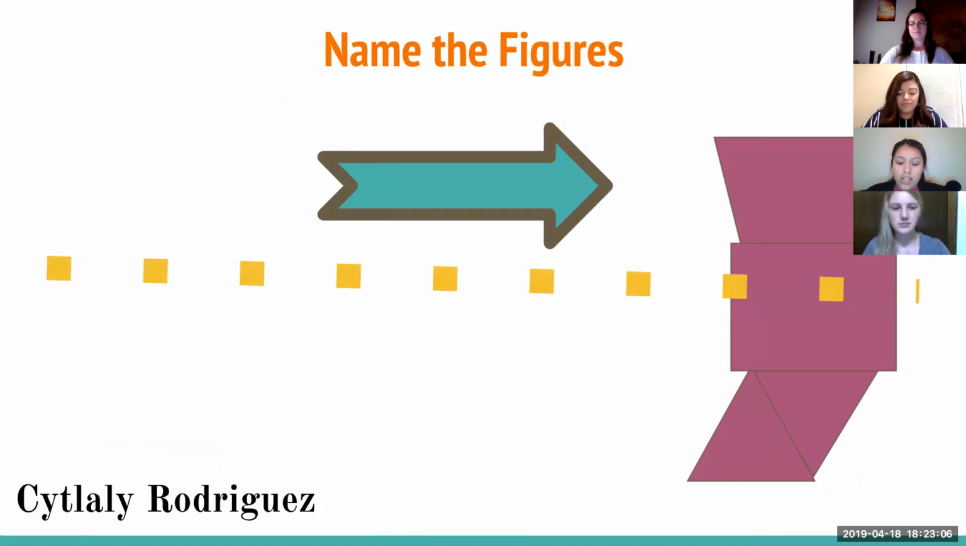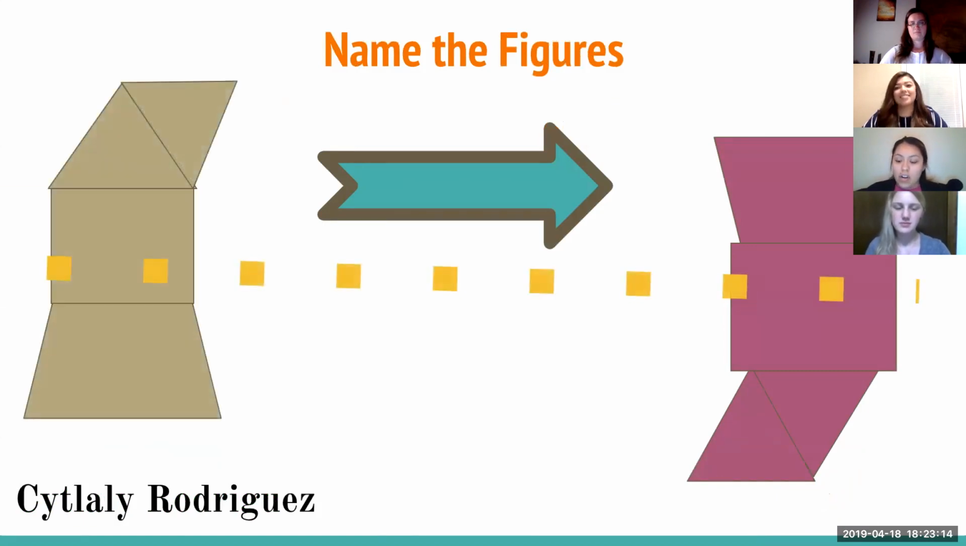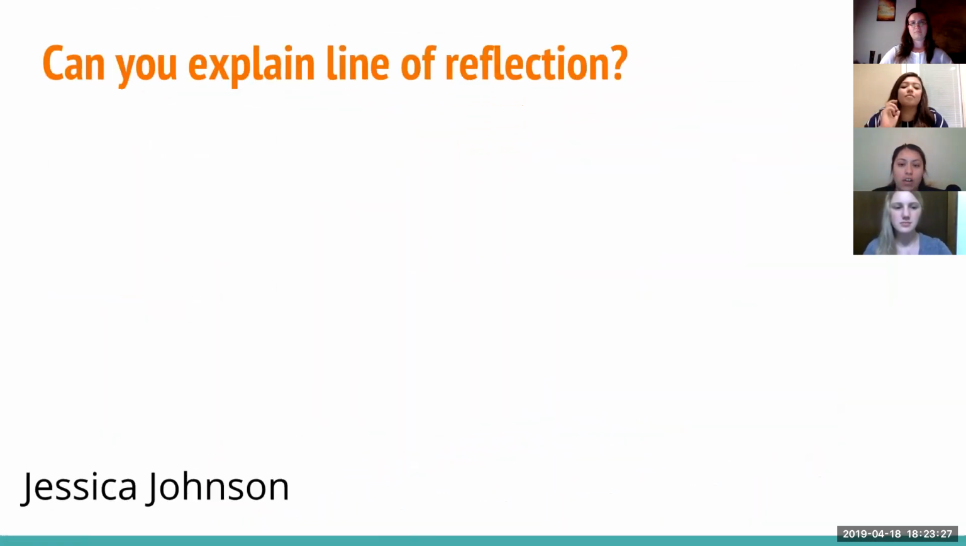Of course, Jessica, I can. Let me show you what I mean. First, the figure on the left is called an object because it is not reflected at the moment. Once the object is reflected, it becomes an image, as you can see on the right.